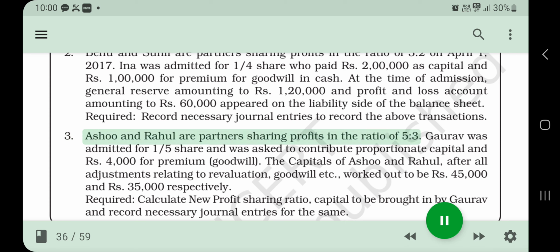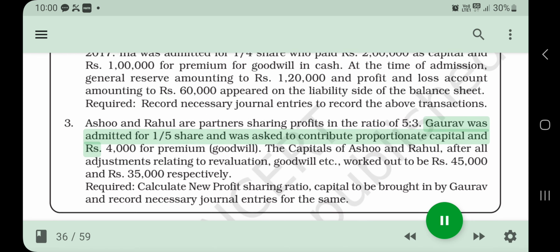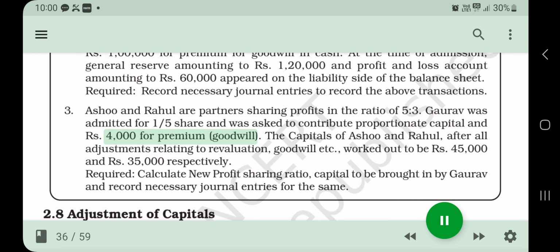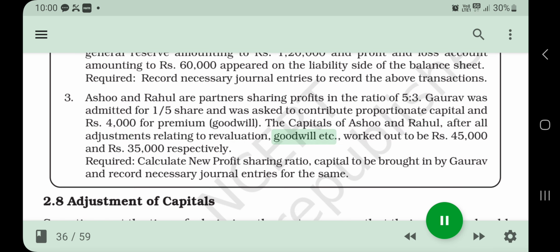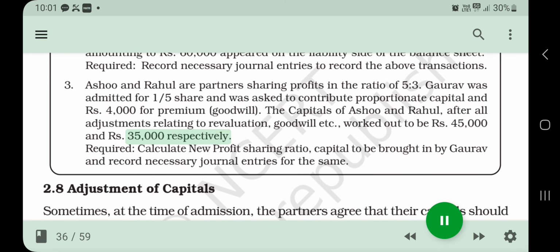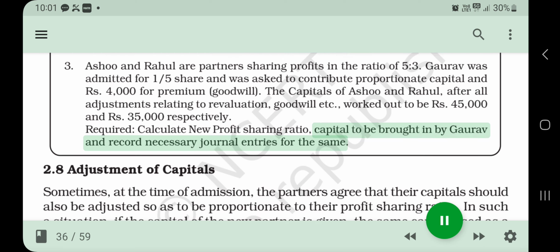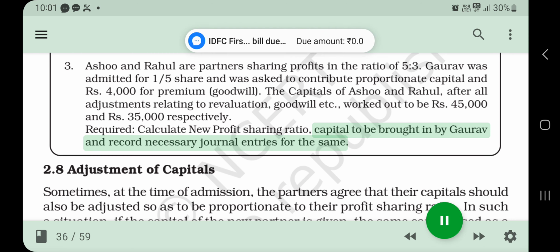3. Ashu and Rahul are partners sharing profits in the ratio of 5:3. Gaurav was admitted for 1/5 share and was asked to contribute proportionate capital and Rs 4,000 for premium, goodwill. The capitals of Ashu and Rahul, after all adjustments relating to revaluation, goodwill etc., worked out to be Rs 45,000 and Rs 35,000 respectively. Required, calculate new profit sharing ratio, capital to be brought in by Gaurav and record necessary journal entries for the same.